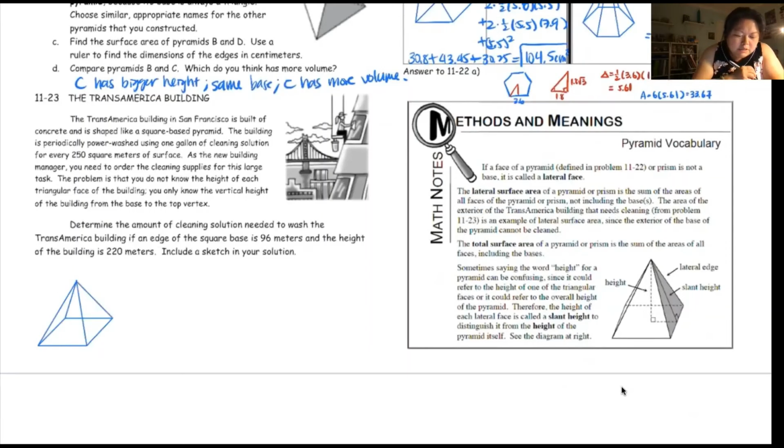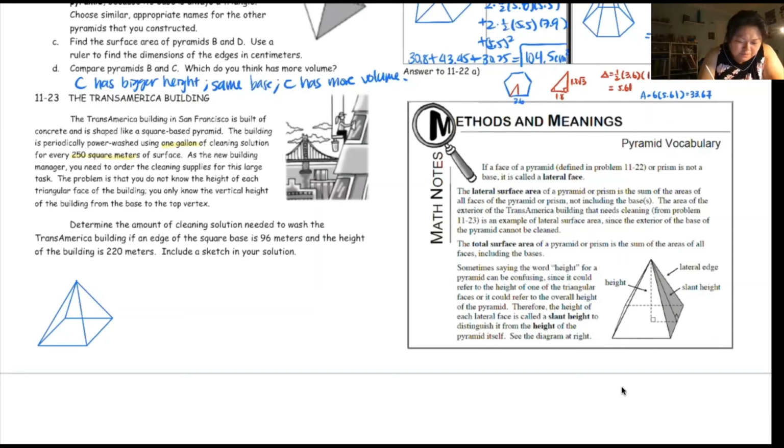Okay, so the building is periodically power washed using 1 gallon of cleaning solution for every 250 square meters of surface. So 1 gallon for 250 square meters. Okay, as a new building manager, you need to order the cleaning supplies for this large task. The problem is that you do not know the height of each triangular face of the building. You only know the vertical height of the building from the base to the top vertex.